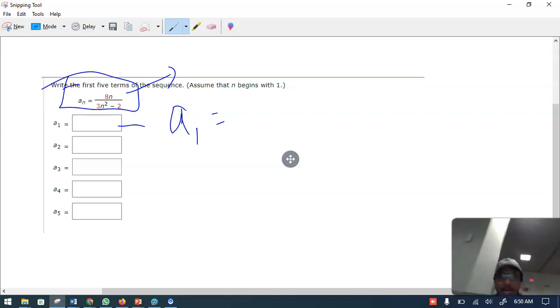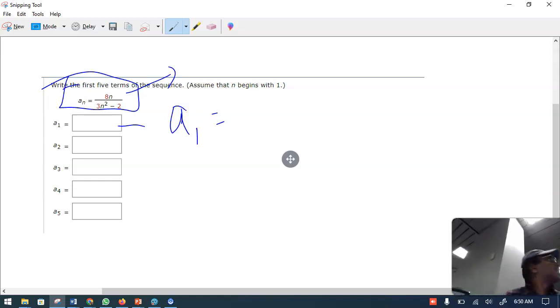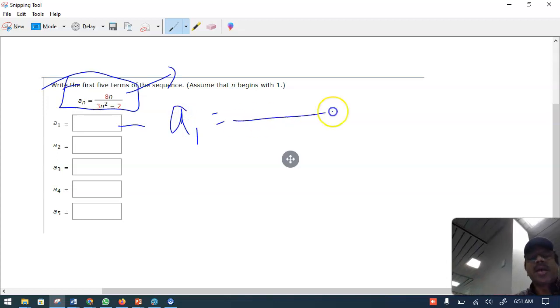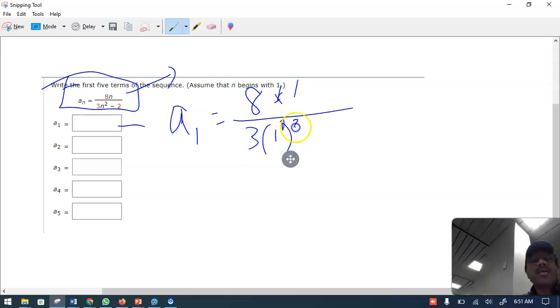Not getting proper. I can't contract. Okay, let me see. So it is a fraction. It's going to be 8 times 1 and then 3 times 1 squared minus 2 equals 8 over 3. So 3, this will be just a 1, I think. And you can see it is just an 8.